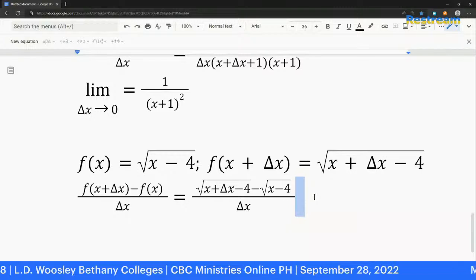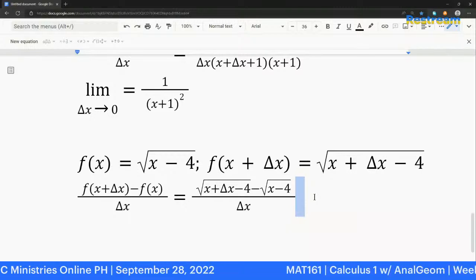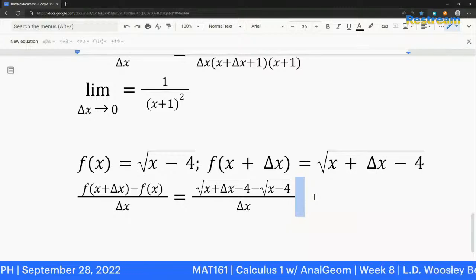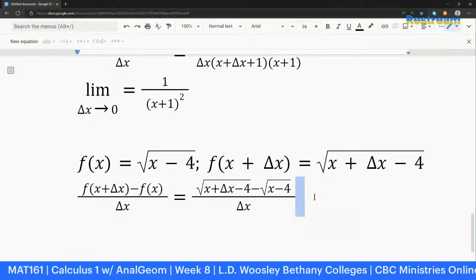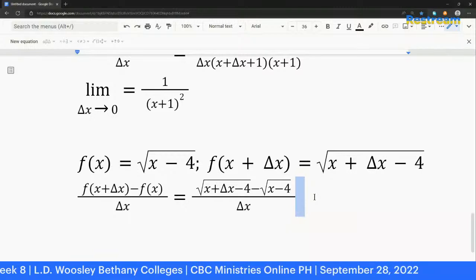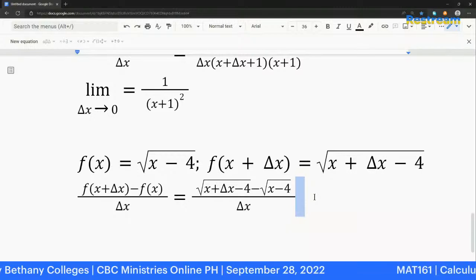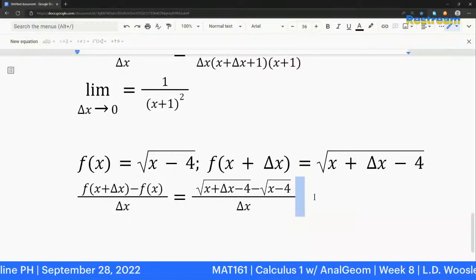Given na yung a minus b. Ano yung multiply mo para maging difference of two square? A plus b. I-multiply mo. So magiging a squared minus b squared. Tanggal yung radical ni a sa ni b. Sana na-gets nyo.